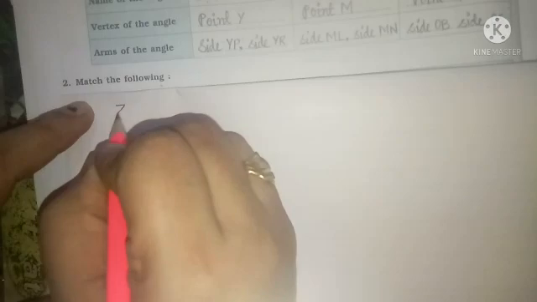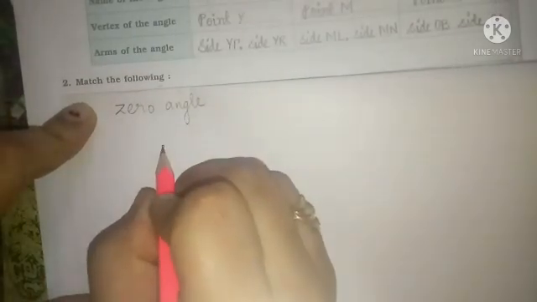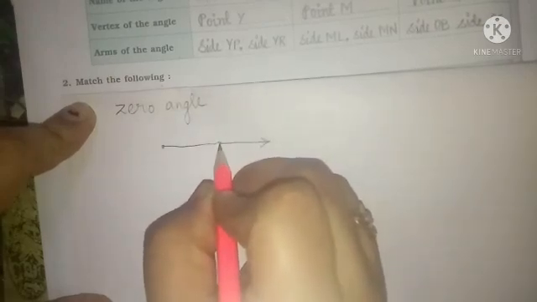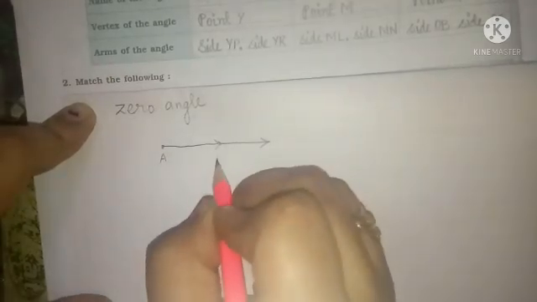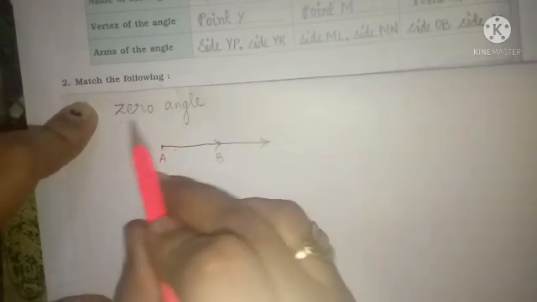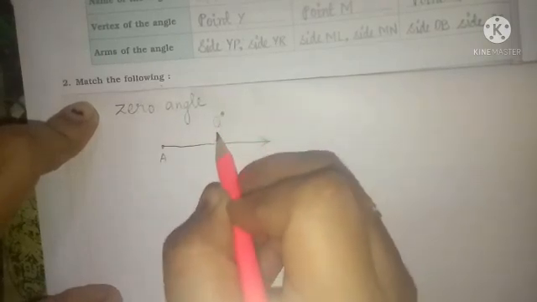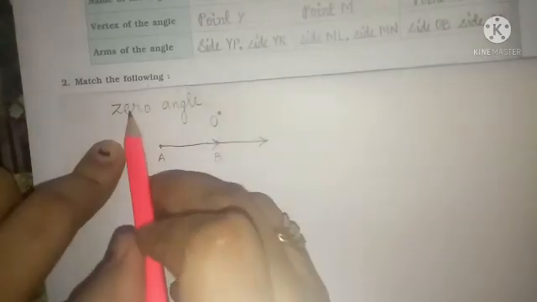So students, today I am going to explain the first angle, which is nothing but your zero angle. Let me draw the diagram for you all. Okay, so here is the diagram. Now how are you going to define a zero angle? An angle whose measure is 0 degree is known as your zero angle.